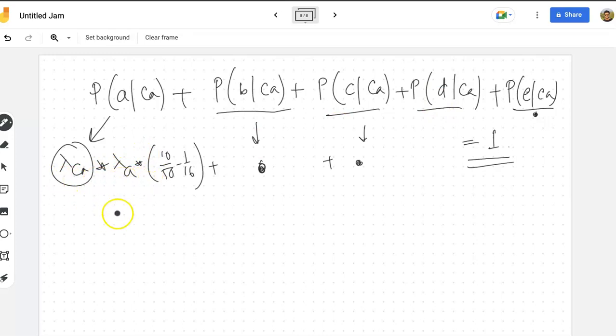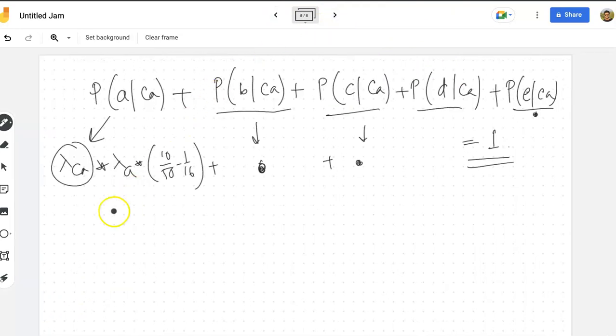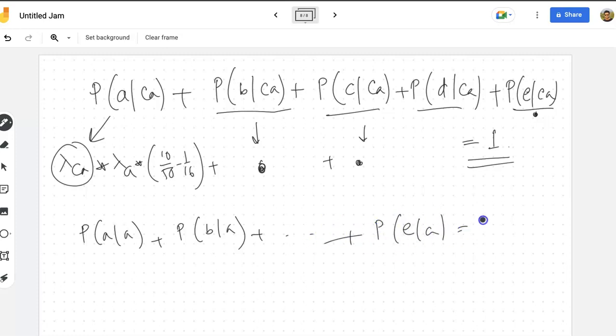And the next step, similarly, how will you find this lambda A? So you also have this P A given A plus P B given A plus P E given A. It will be 1. So from this formula, you will find the value of lambda. Okay, you will find the value of lambda, and you can plug it here and find all these probabilities.